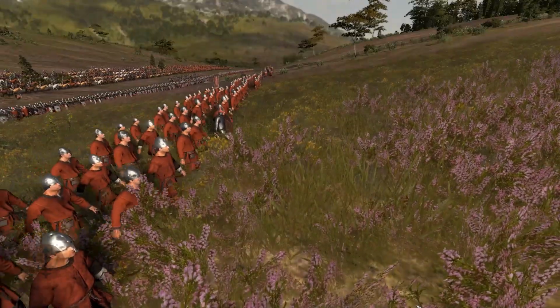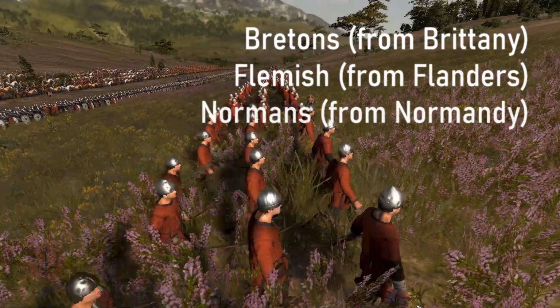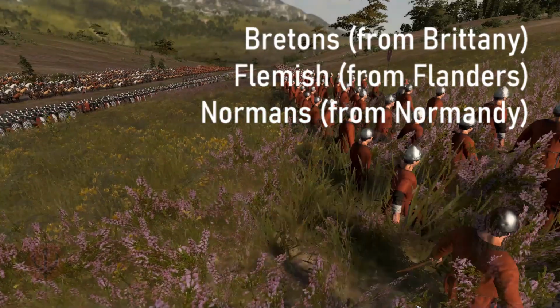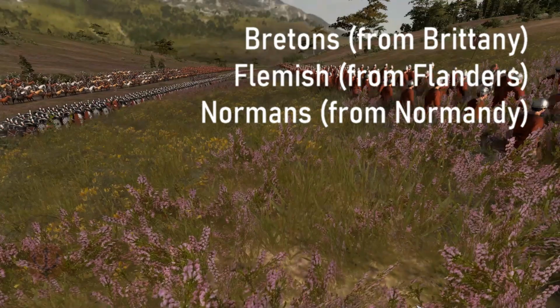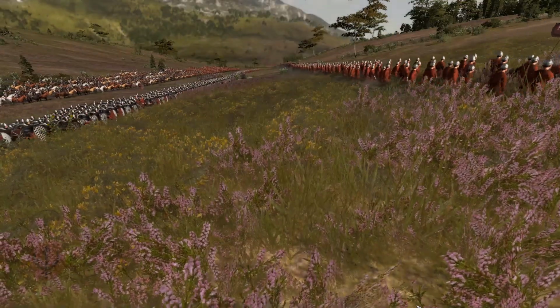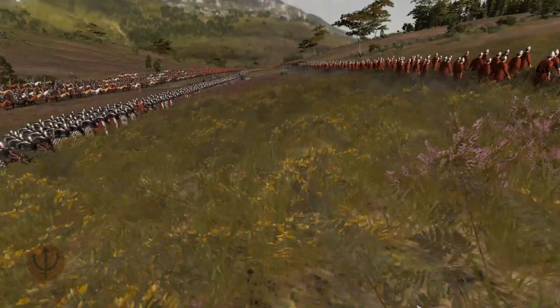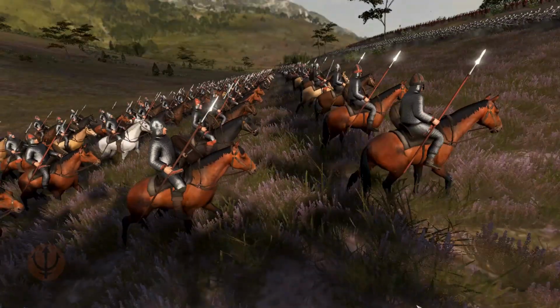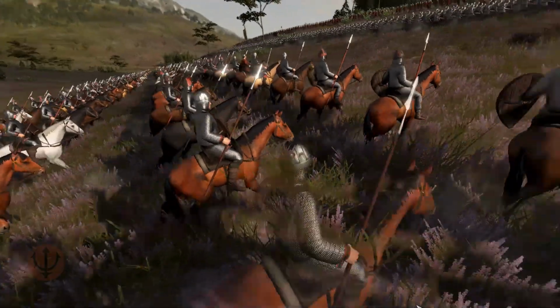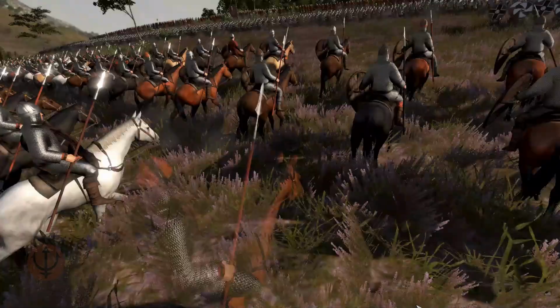William's army was made up of Bretons, Flemish, and Normans. These forces were divided into three ranks: the archers in front, then the infantry, and lastly, his elite fighting force, the mounted knights, 2,000 to 3,000 men who mastered the art of fighting on horseback.